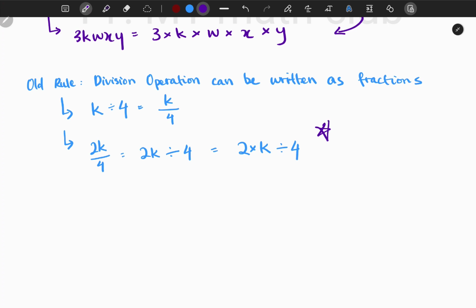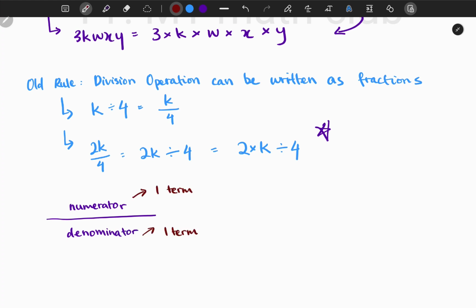This is really important to recognize because numbers on the numerator are considered as one term, and it is only divided by the denominator term. That means the division operation only takes place between all of the numerators and all of the denominators. Everything on top divided by everything on the bottom.